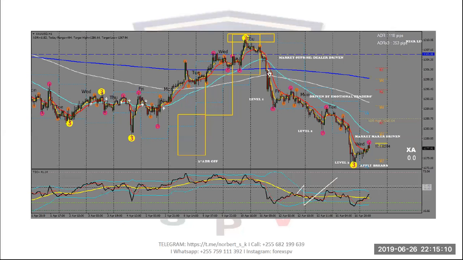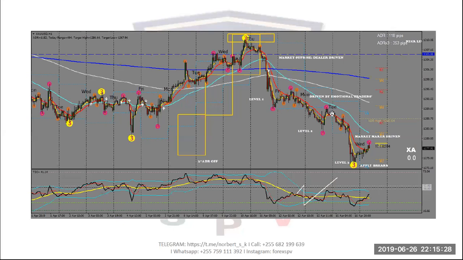It's usually fast. And here at level 2, usually it's driven by emotional traders. So level 2 is driven by emotional traders, and then the dealer would come back at level 3.